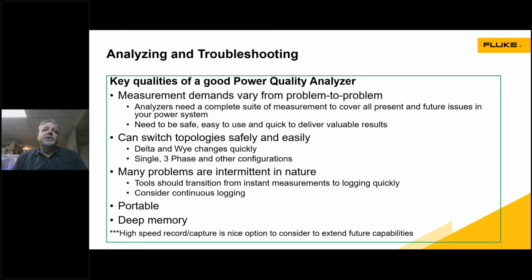The device itself can switch topologies quickly between delta and Y. Because problems are intermittent in nature, tools can transition from making instantaneous measurements to turn it into a logger and then go back to an instantaneous measurement functionality. And because they have that logger functionality built into them, they have the ability to just be left and rotated around, like the previous infographic where we were able to move the device around and create logging for us. They should still be portable, and still have deep memory on them.